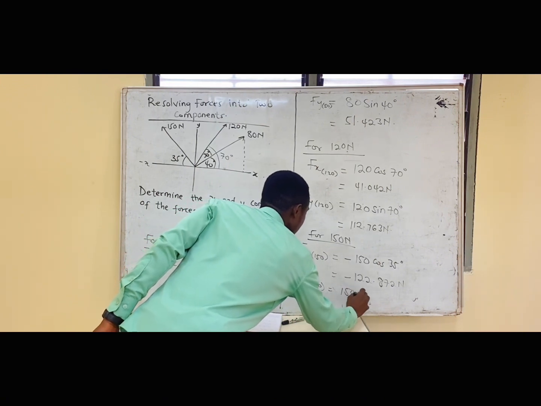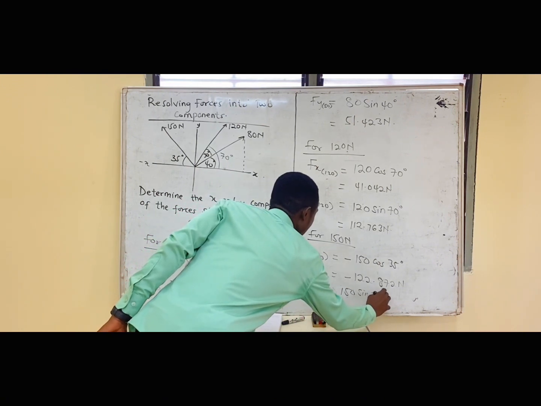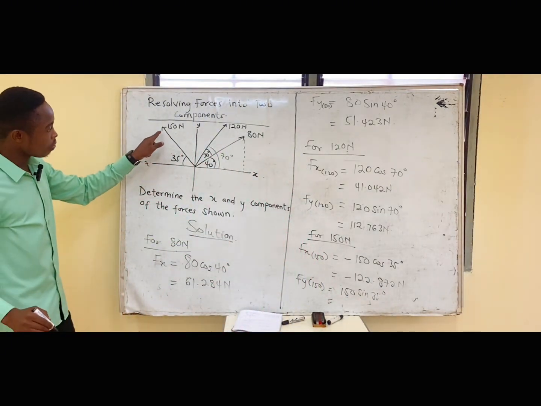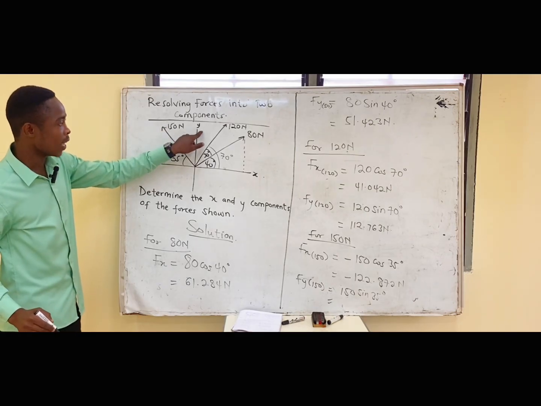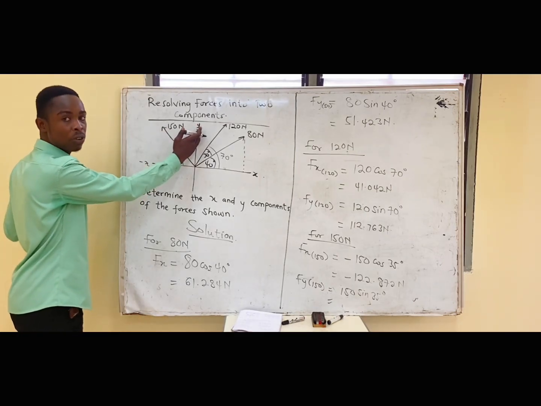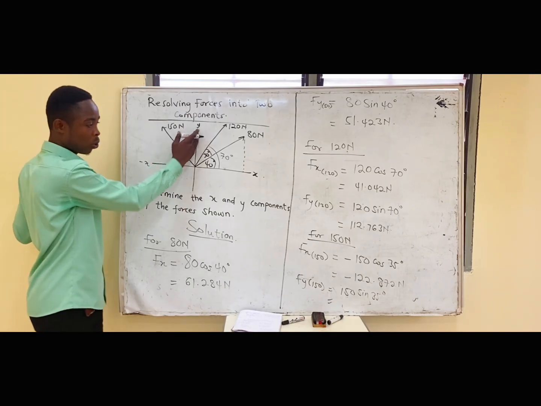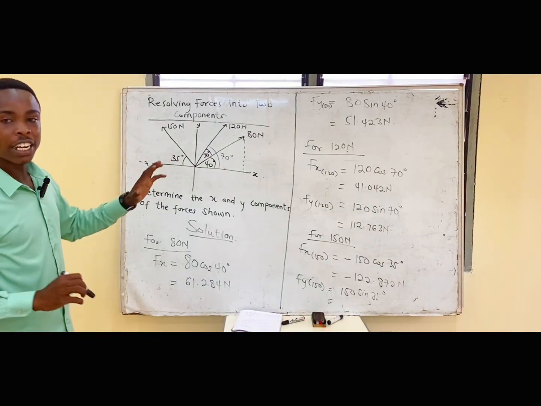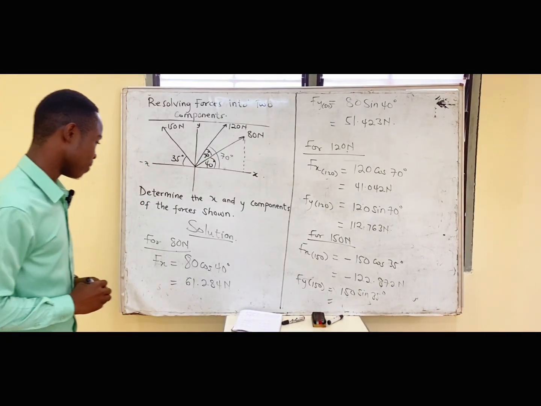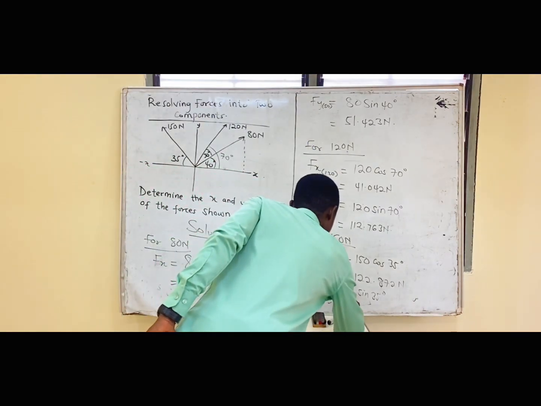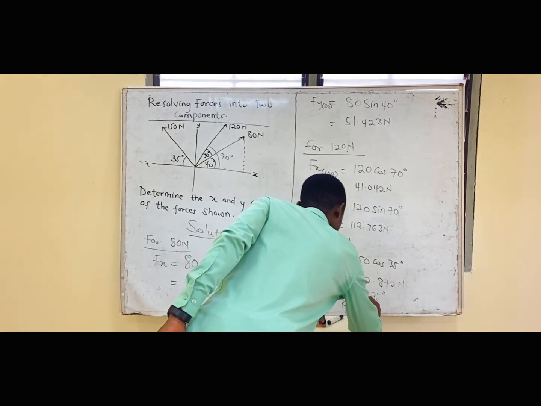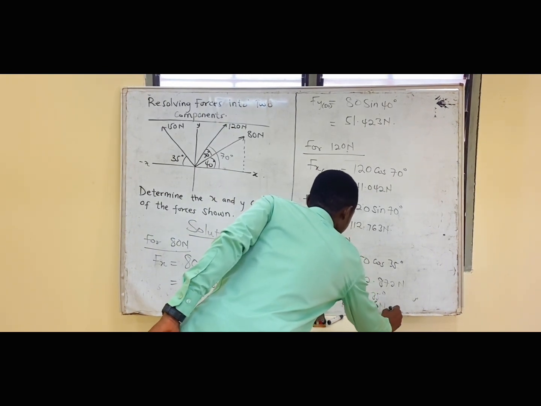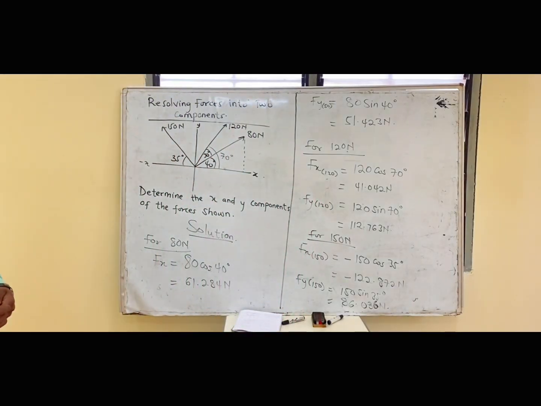to 150 sine 35 degrees. And this one will not take negative. Why? Because when we resolve the 150 to the y component, it will lie on the positive y axis. So the y component of the 150 Newton force wouldn't be negative, but rather positive. And our answer will be 86.036 Newton.